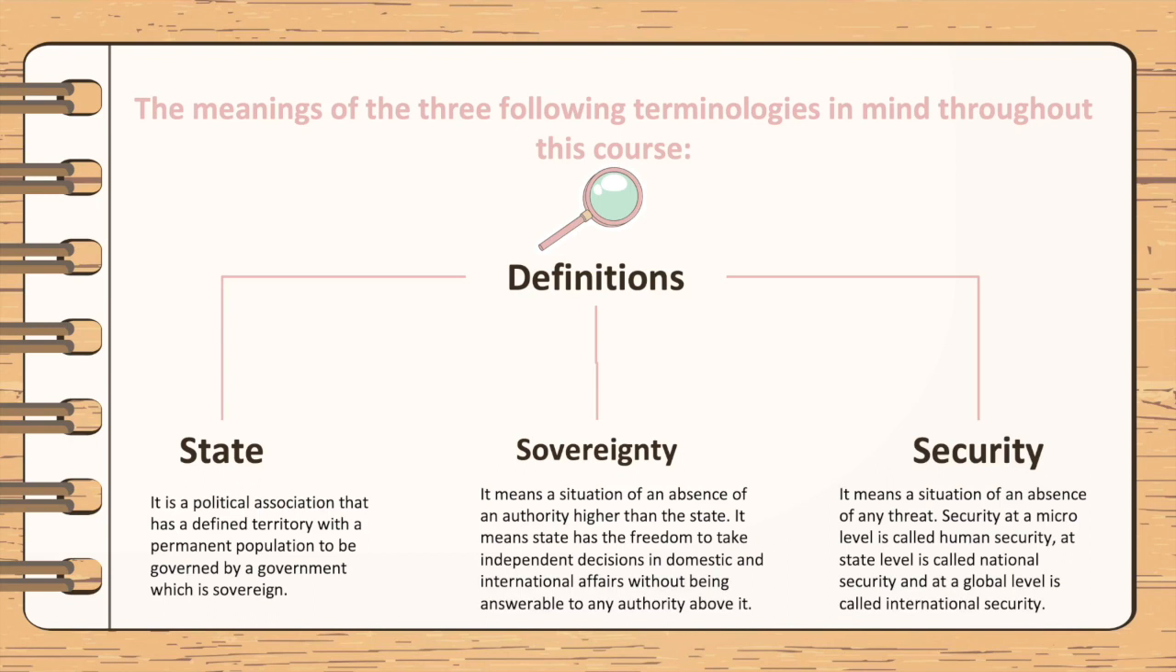Then what is security? It means a situation of an absence of any threat. Security at a micro level is called human security. At state level, it is called national security. At global level, it is called international security. So security means a situation of an absence of any threat.